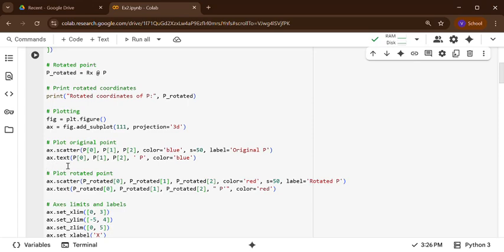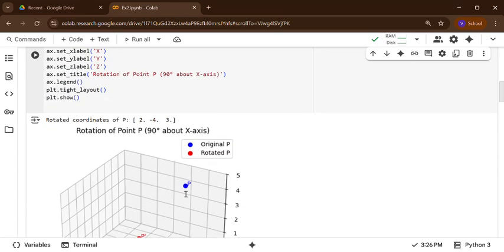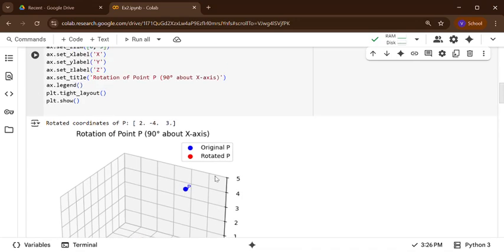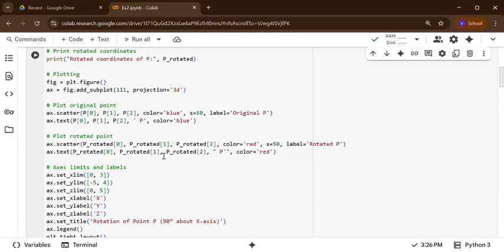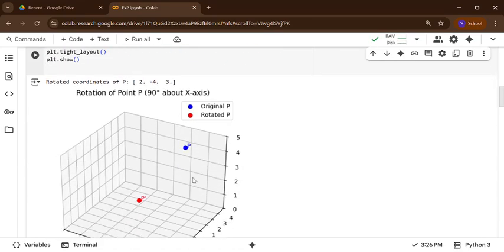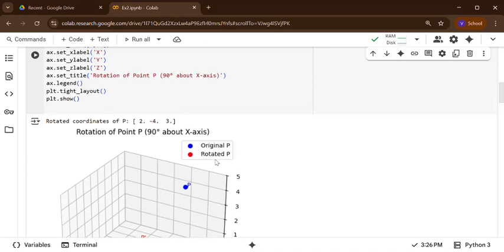So the text is, we are going to add the text here. You can see the output. Here is the point P, the original point P, then this is the rotated point P. So for that we need to include that in the code. Okay, so this color is blue, and the size is set. Next, we have to give the text.